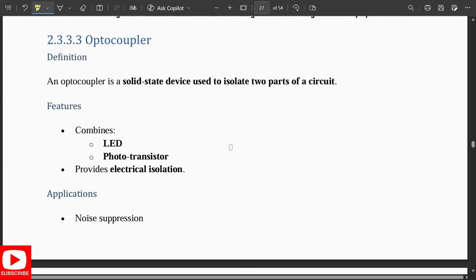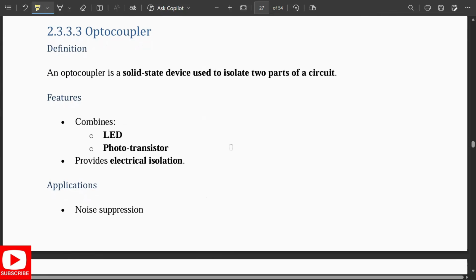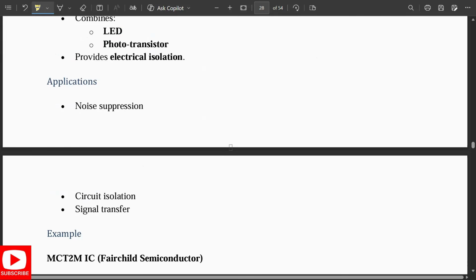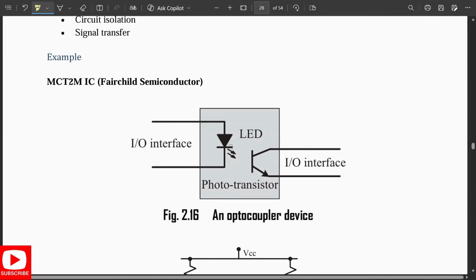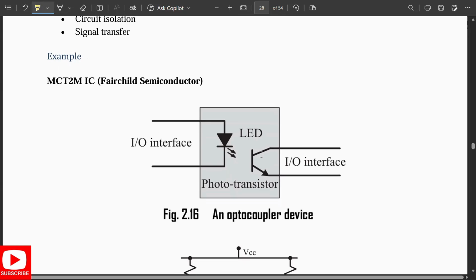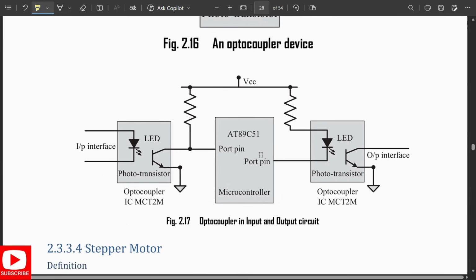Next comes the optocoupler. It is a solid state device used to isolate the two parts of a circuit that combines an LED and a phototransistor. This provides electrical isolation, noise suppression, current isolation, circuit isolation, or signal transfer, among some of the applications. So this is an optocoupler where we are having an LED and a phototransistor. So this is an optocoupler in the input and output circuit. You need to write this when you are asked to explain an optocoupler.